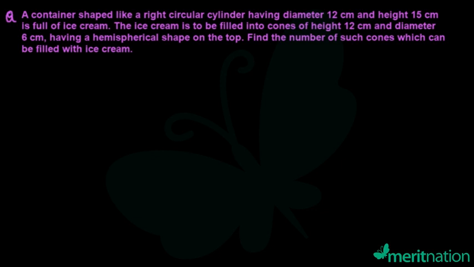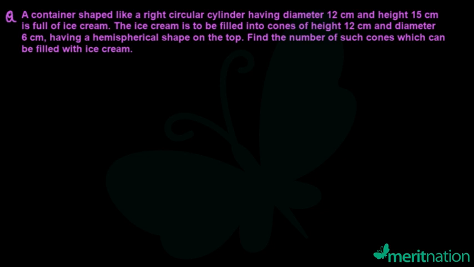Hi guys, in the given question it's been said a container shaped like a right circular cylinder having a diameter of 12 centimeters and height 15 centimeters is completely filled with ice cream. The ice cream is to be filled into cones of height 12 centimeters and diameter 6 centimeters having a hemispherical shape on the top. We have to find the number of such cones which can be filled with this ice cream.